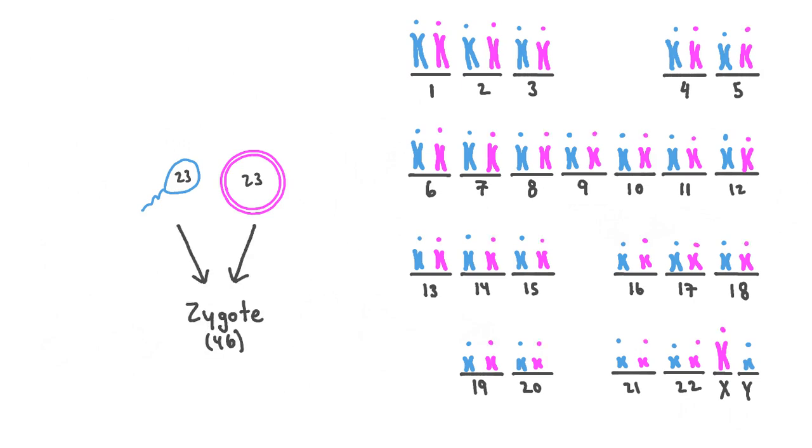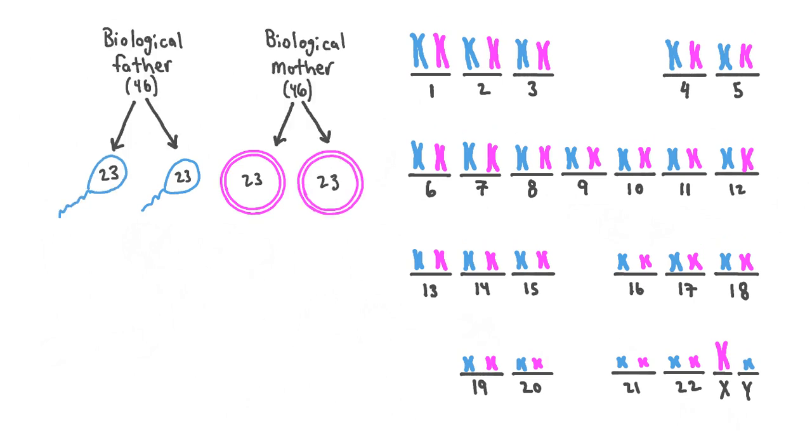This way, when the sperm fertilizes the egg, the 23 chromosomes from the sperm come together with the 23 chromosomes in the egg to make the 46 chromosomes in the zygote. This can then go on to develop into an embryo and a baby with the proper number of chromosomes. This sperm and egg came from the biological father and biological mother, both of whom had 46 chromosomes.